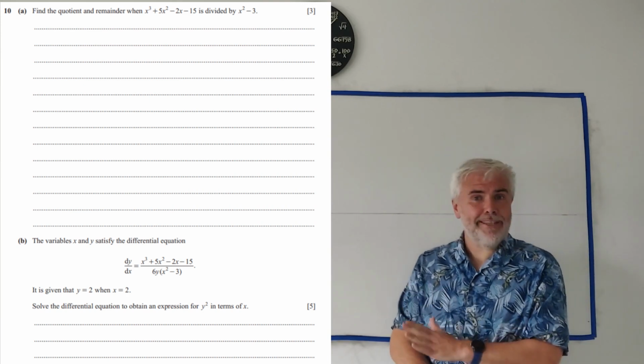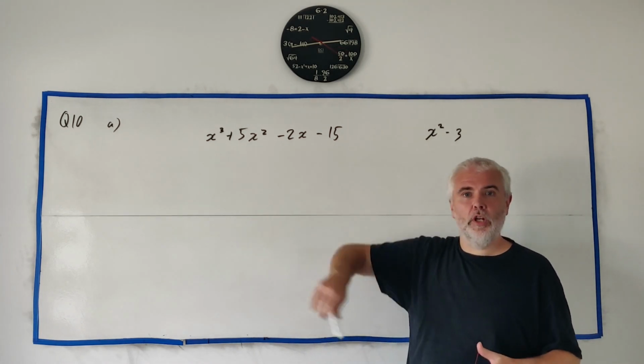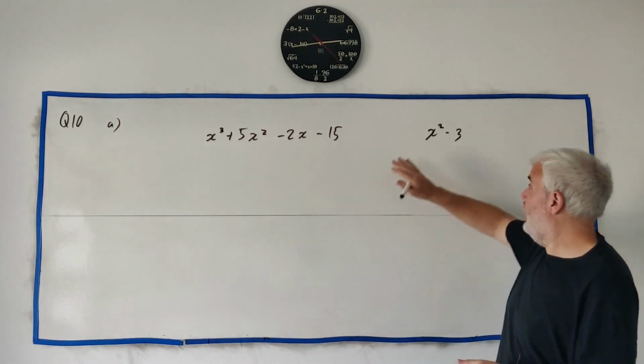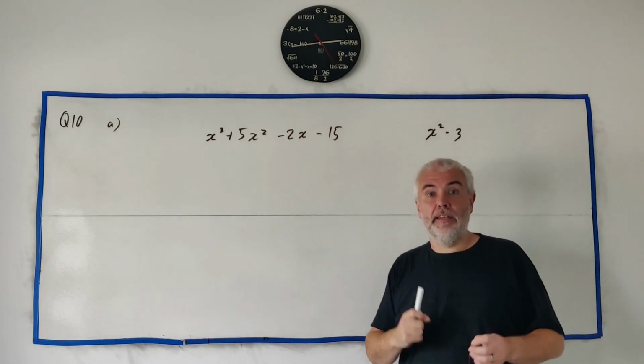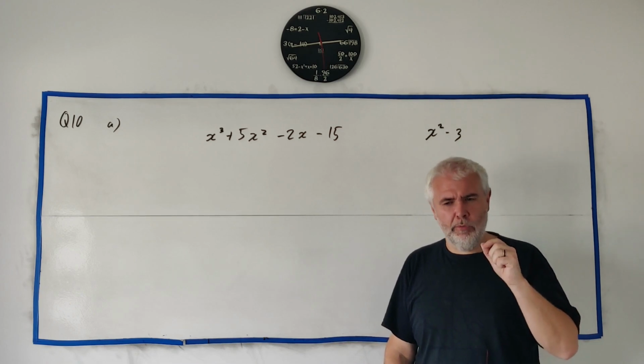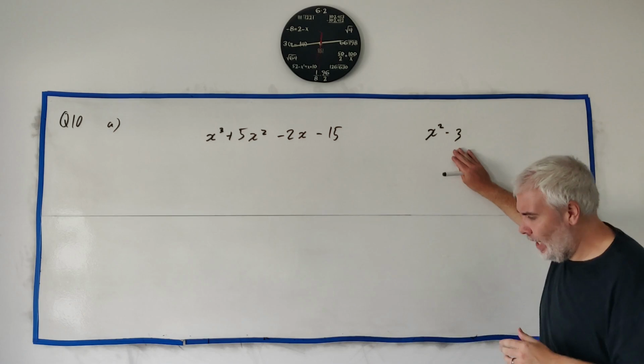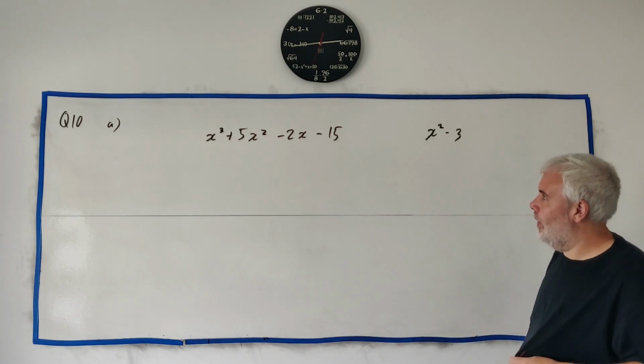Okay, let's get into the maths. In question 10, we're given this polynomial and we're asked to divide it by this polynomial and to find the quotient and the remainder. That's good information. We know there's going to be a remainder now. It doesn't go in evenly, so this is not a factor. There is a remainder. So how do we do that?